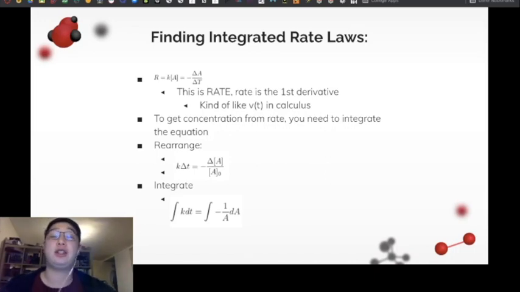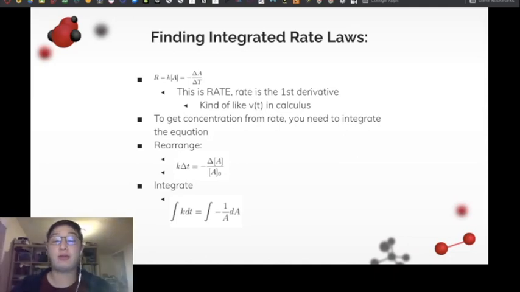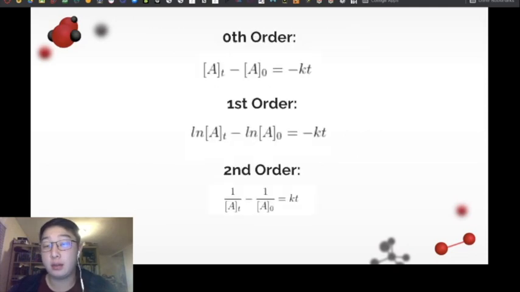And just as a note, you don't actually need to know how to do any of this for the exam. It's just good information to know, and it helps you understand where a lot of this comes from. And then you integrate the thing, and you eventually end up with these 3 equations. Now, all you need to know how to do for Chem Olympiad and for the AP Chemistry exam is just how to use each of these.